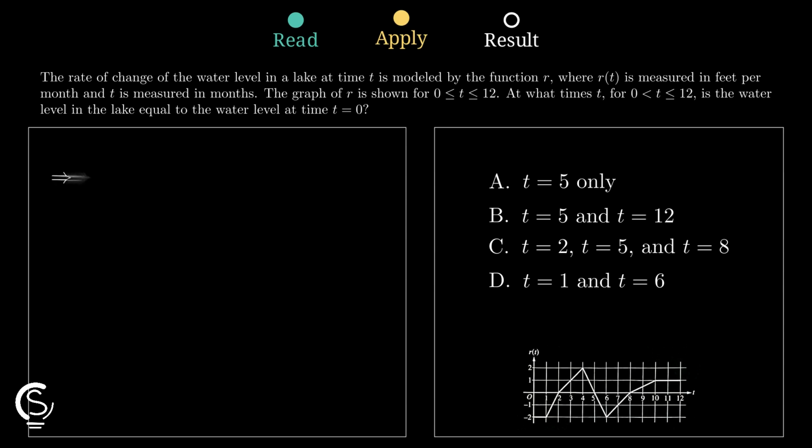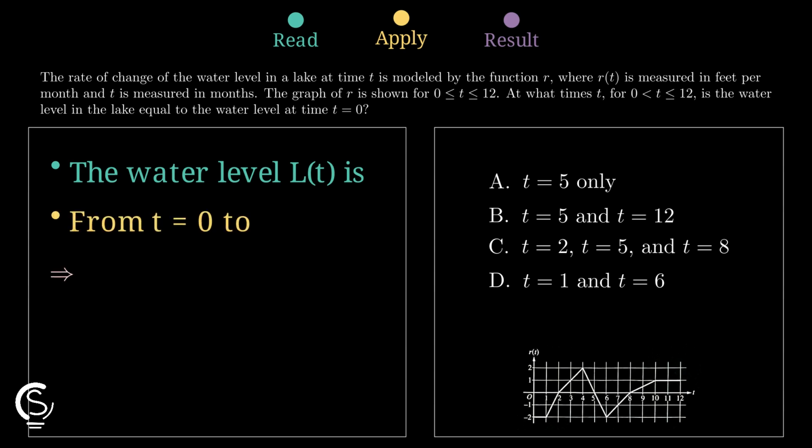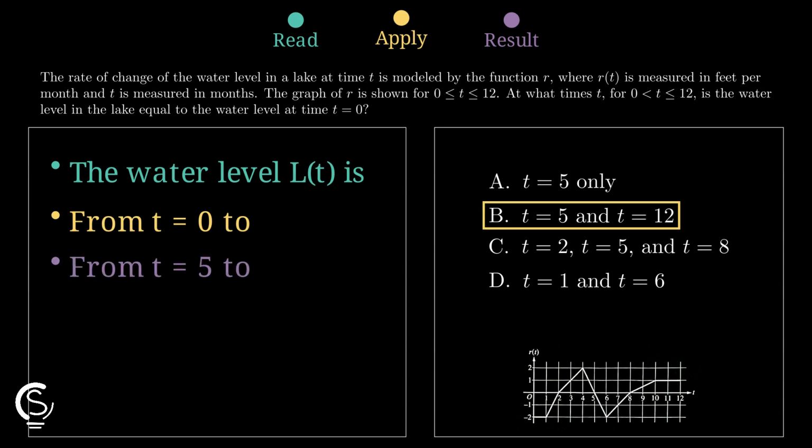So we read the graph with signed area. Above the axis adds water, below the axis subtracts water. And the first time those areas balance is at t equals 5. Keep going to 12 and compare the added and subtracted area again. They balance there too, so the lake matches its starting level at t.